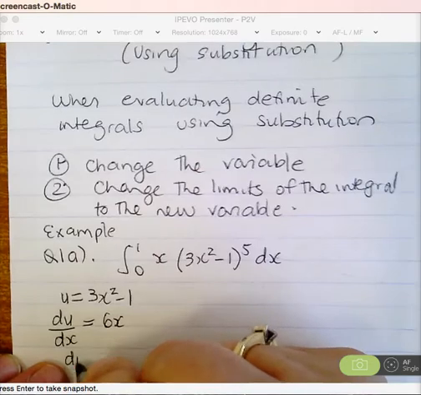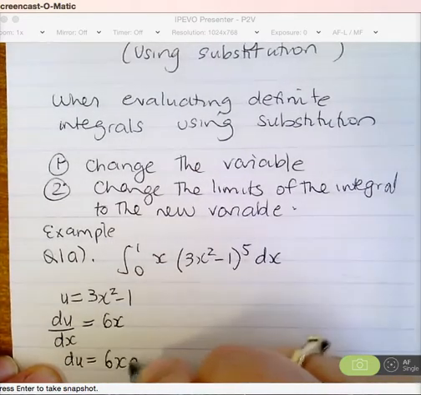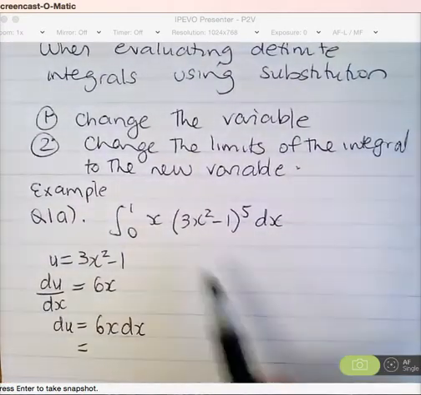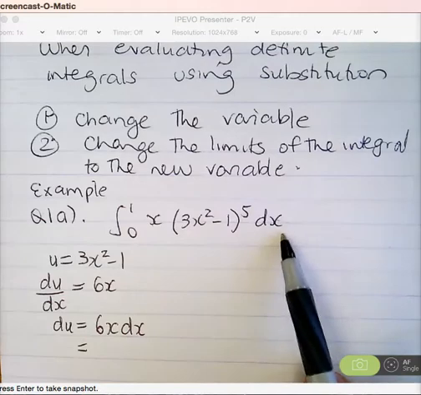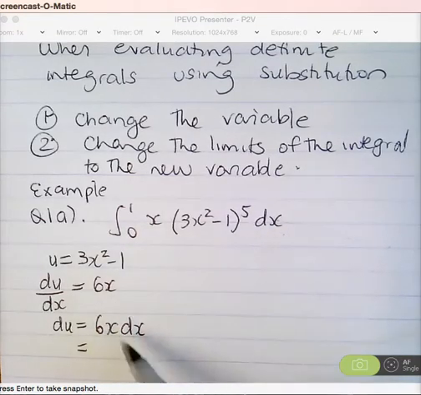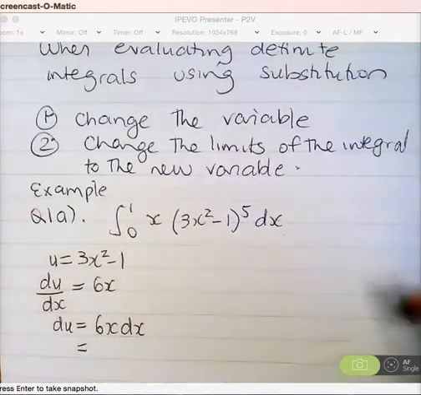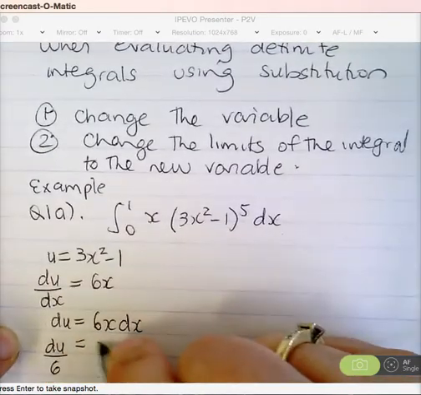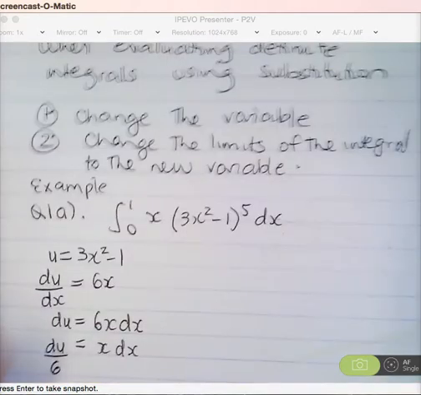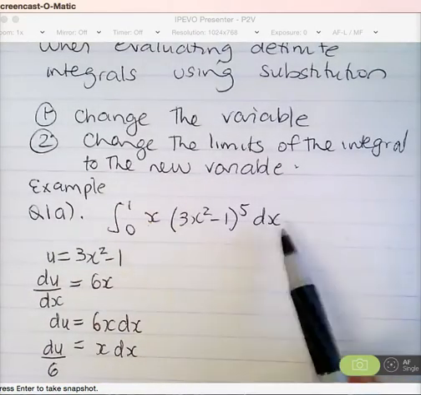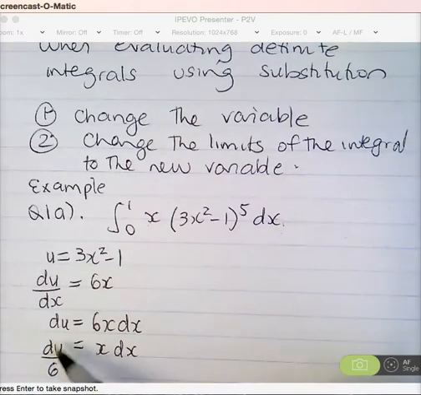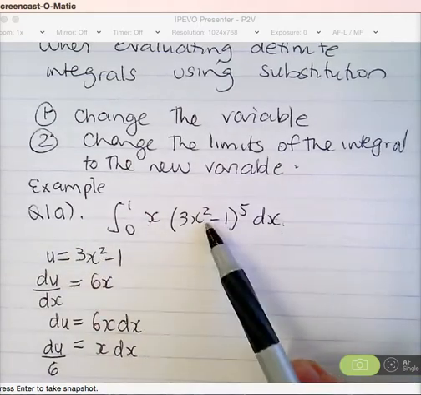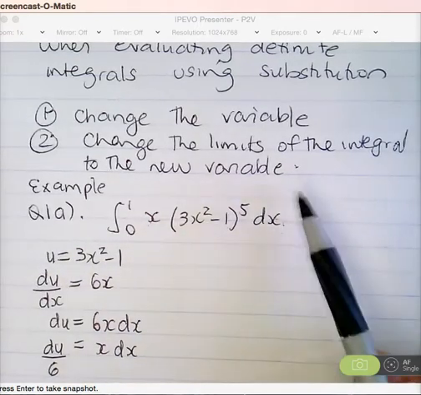I'm just going to write that du is 6x dx, but what do you think you're going to be substituting? You've got an x dx. Du is 6x dx. What should I do? Du over 6 is x dx. That way we've got that whole x dx is substituted with du on 6. The 3x squared minus 1 is u, so we've got u to the power of 5. Everything looks to be done there.